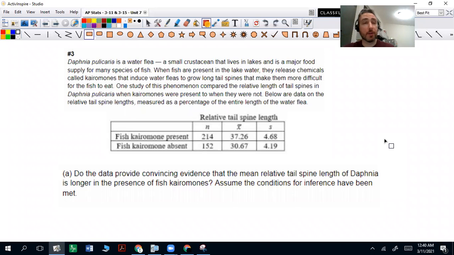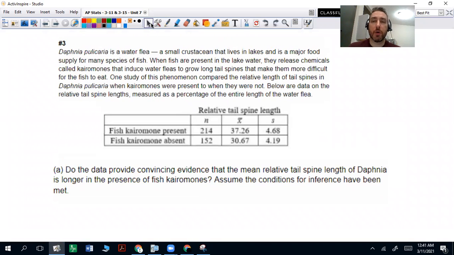Okay, free response question number 3. Daphnia pulicaria is a water flea, a small crustacean that lives in lakes and is a major food supply for many species of fish. When fish are present in the lake water, they release chemicals called pheromones that induce water fleas to grow long tail spines and make them more difficult for the fish to eat.